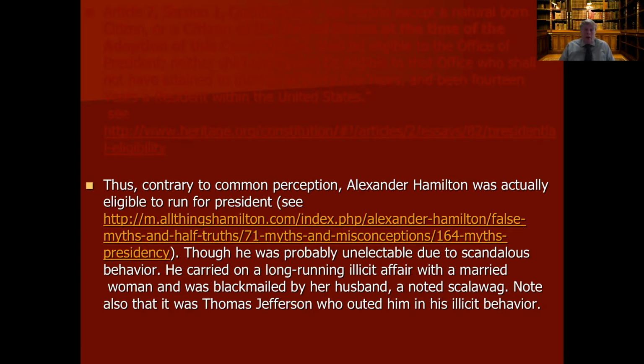Though he was probably unelectable due to his scandalous behavior. He had carried on a long-running illicit affair with a married woman, and he was blackmailed by her husband, who was a noted scalawag. Note also that it was Thomas Jefferson who outed him in this illicit behavior.